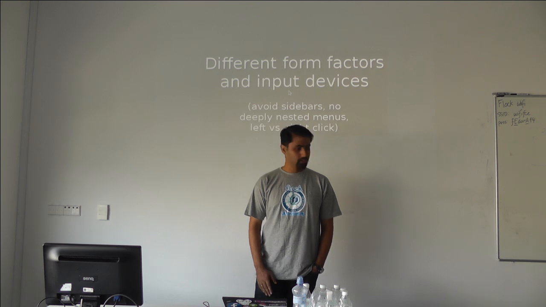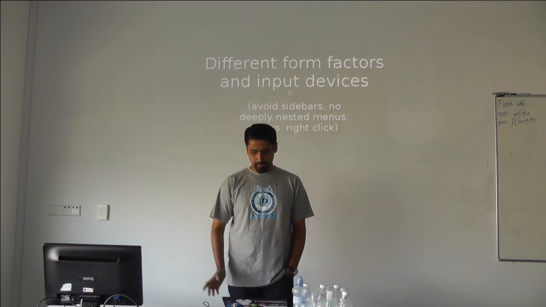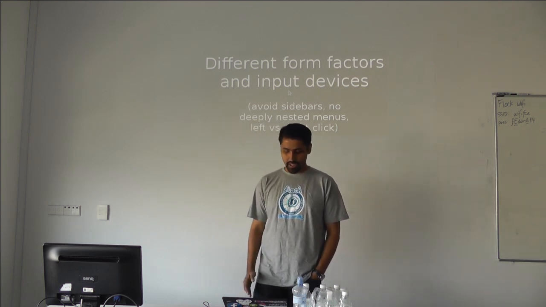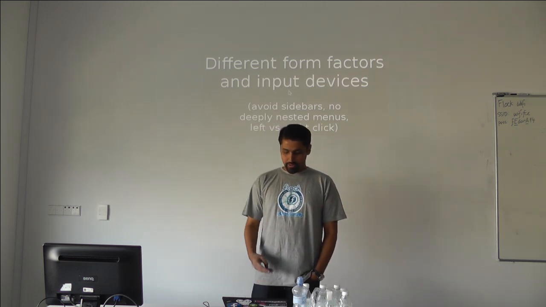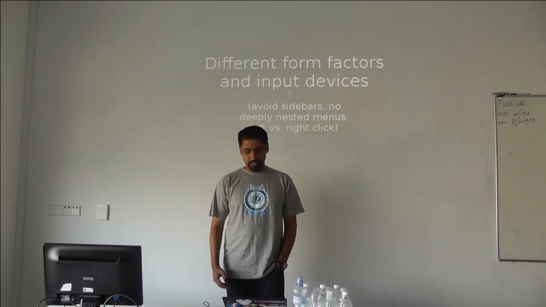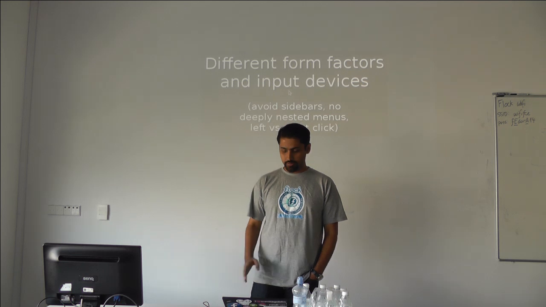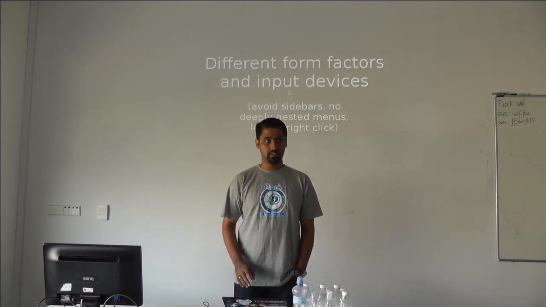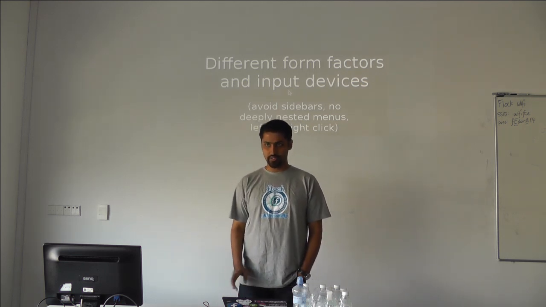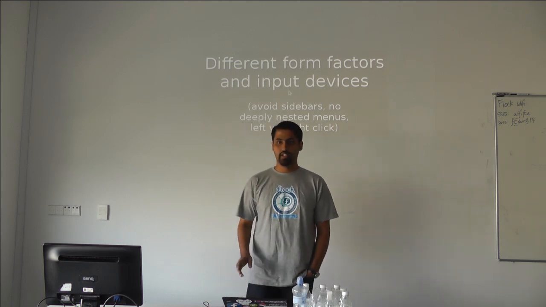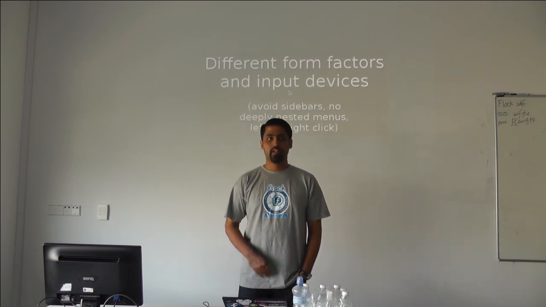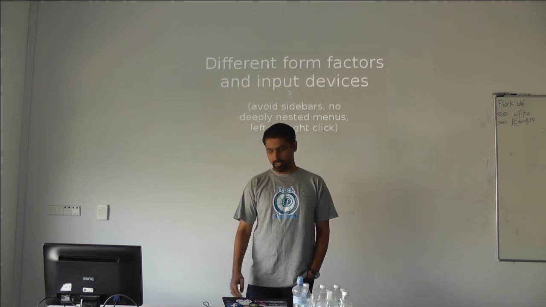Right. So the design also tries to take care of different form factors, different input devices, and as we mentioned before, we try to avoid sidebars, no deeply nested menus, and we try to make sure that we don't rely on secondary clicks like right clicks and things like that. Even though they work, they are not the primary way the UI expects the user to interact.